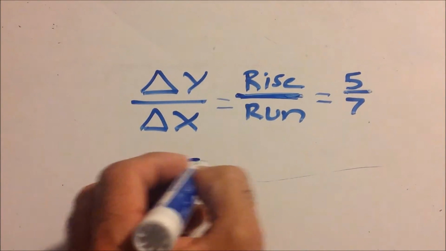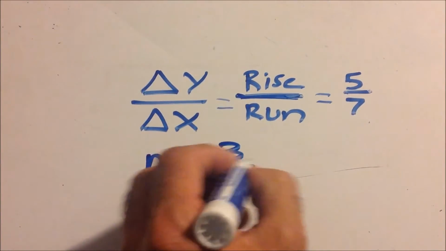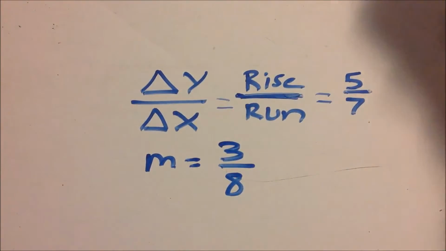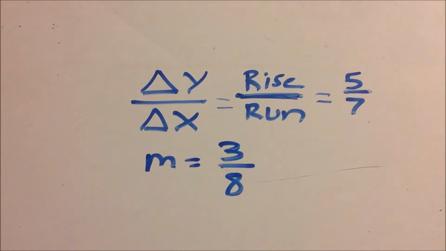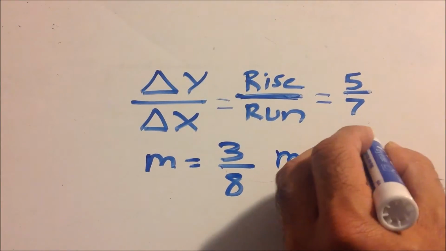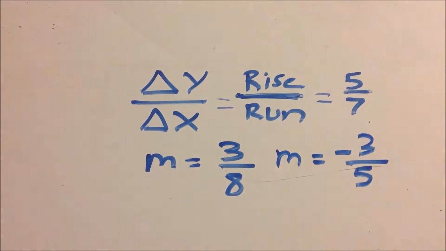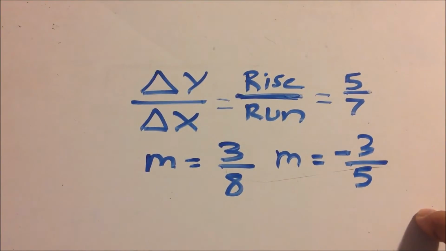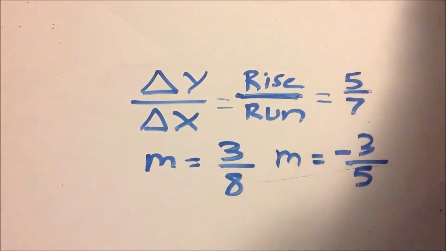So it's the slope. If the slope was 3/8, what does that mean? It's going up 3 over 8. Sometimes you can have a negative slope. So if you had this, that means it's going down 3 and over 5. Anytime you see a negative slope, it's going down the line. Anytime you see a positive slope, it's going up.